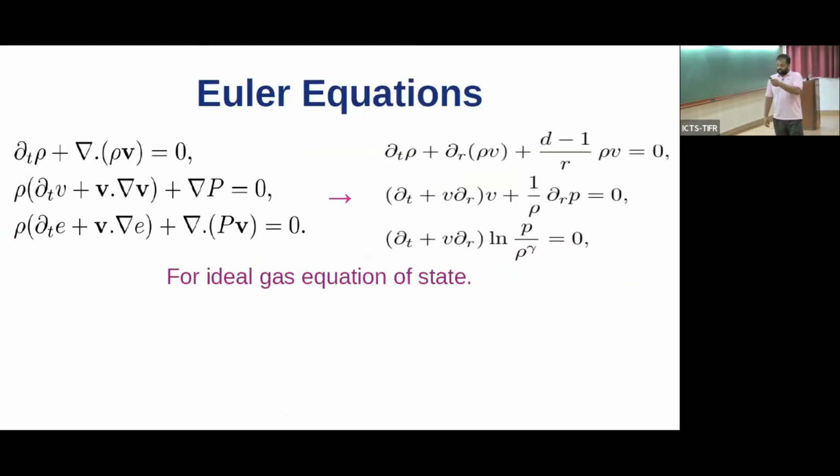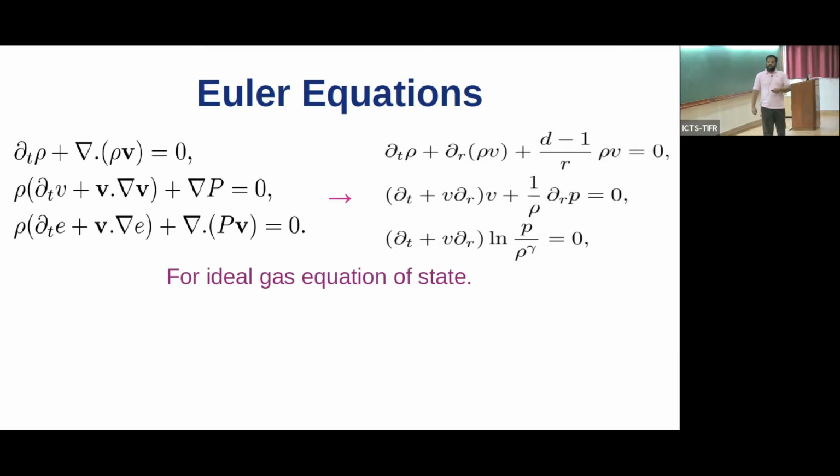So the Euler equations in d dimensions are given in terms of 3 conserved fields: the density field, the momentum field, and the energy field, which depend on the corresponding conserved quantities. The conserved quantities are the number of particles, the total momentum, and the total energy. So we have the 3 fields. Here P is the pressure, which is related to the conserved fields through the equation of state.